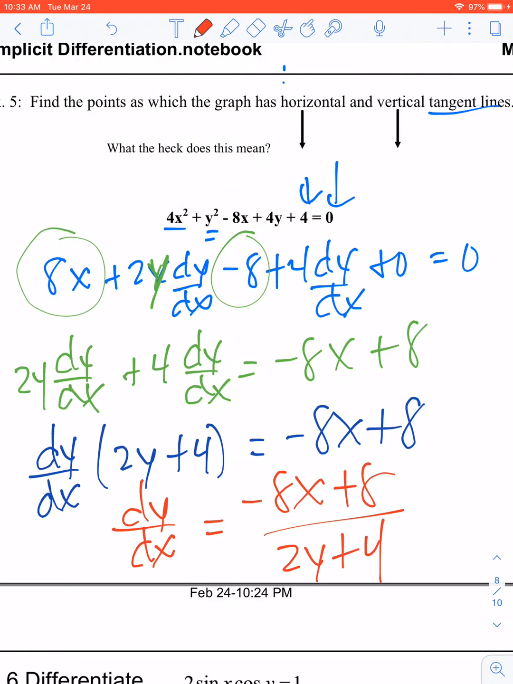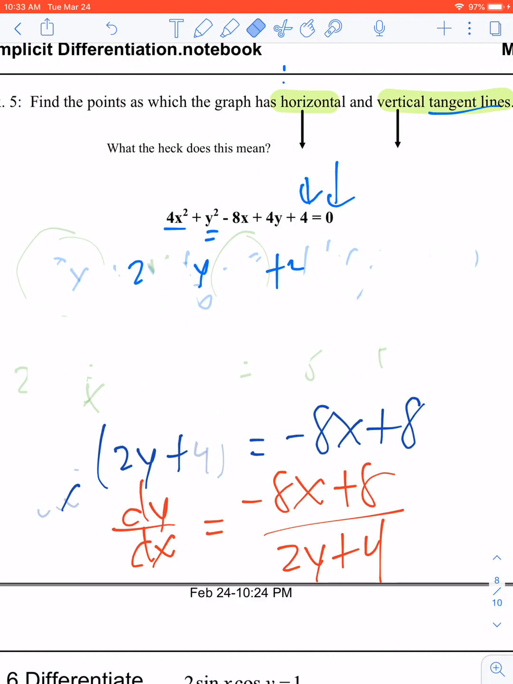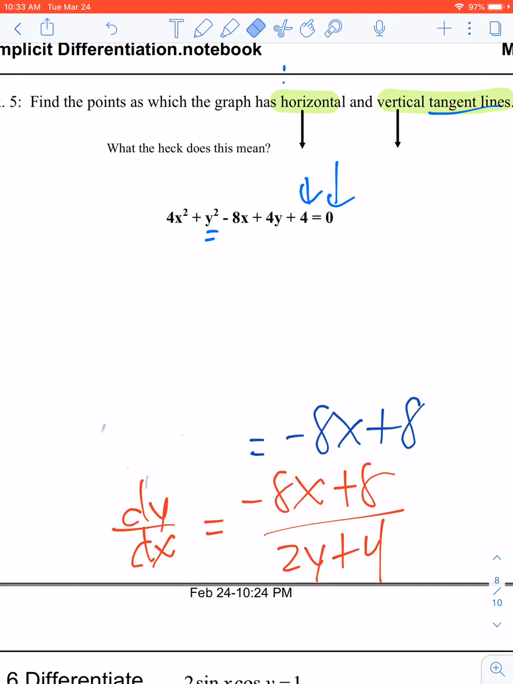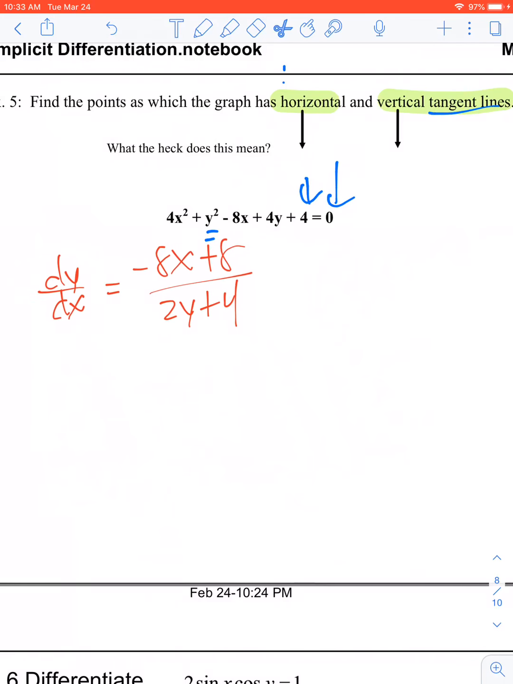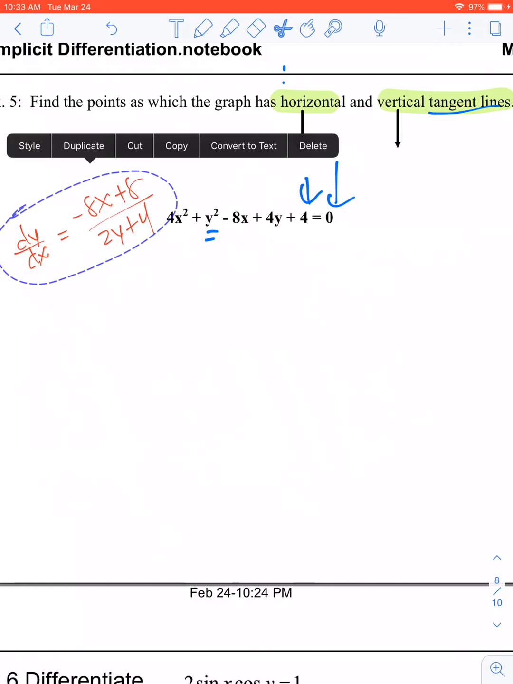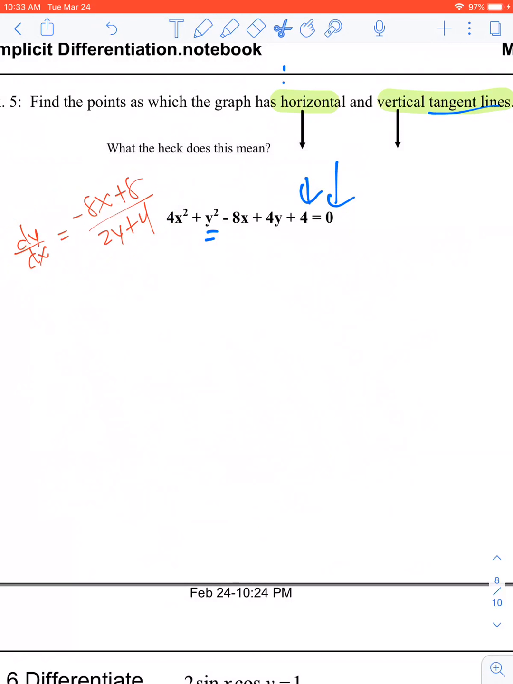That's the calculus piece of this problem. So now I need to go back and address the question about horizontal and vertical tangent lines. So I am going to erase this work and just rewrite my derivative. Let's see if I can get fancy here. Okay, there we go. There's my derivative. All right, so how do we answer the question?